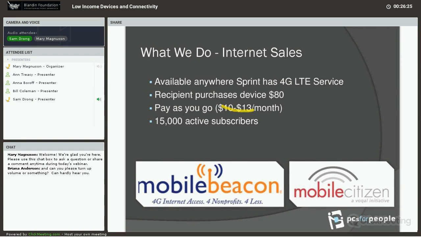It's prepaid. Once it turns off, it'll just stay off until they add more time. There are no additional hookup fees or anything if they let things expire. So again, it's a good flexible option for people that use our program. And we currently have about 15,000 active subscribers across the U.S. The majority of those are in Minnesota, but we have opened our services up and we are in all 50 states.